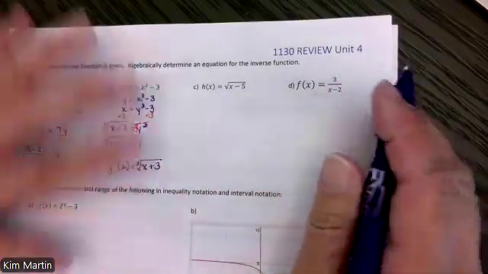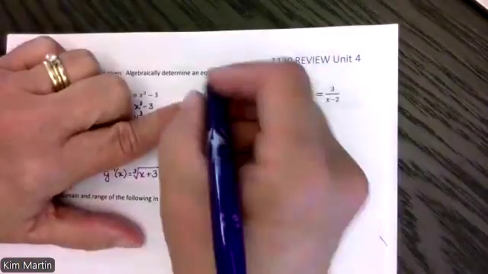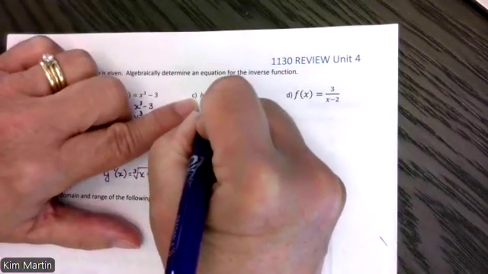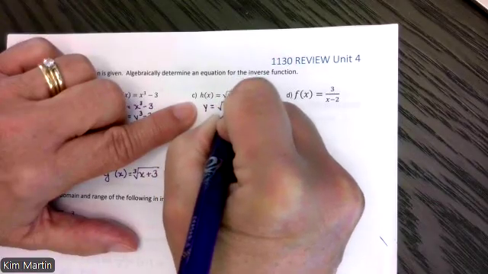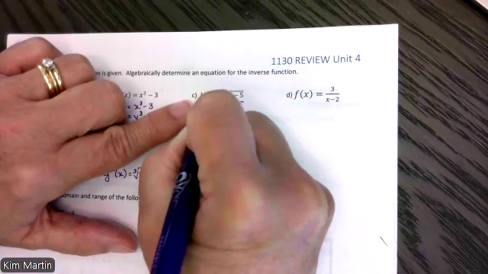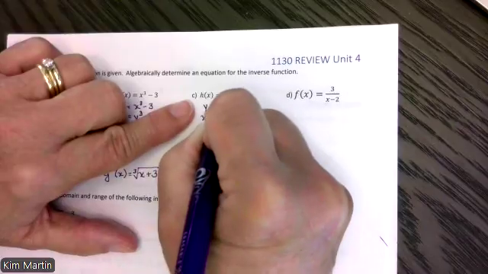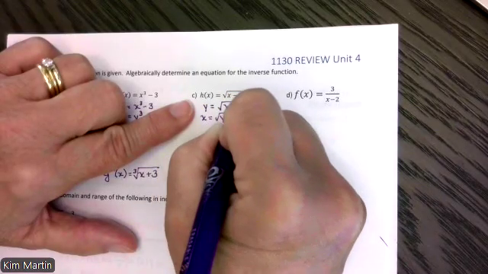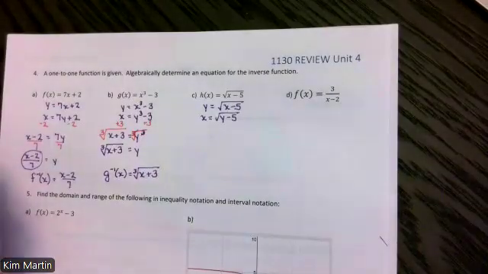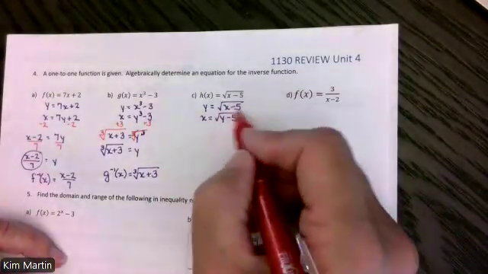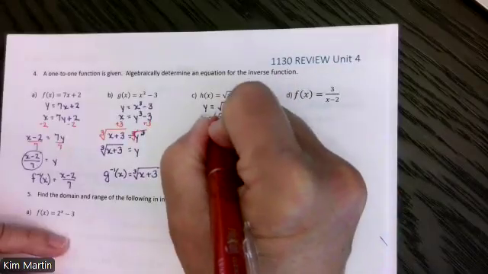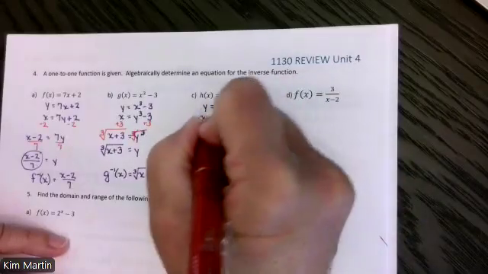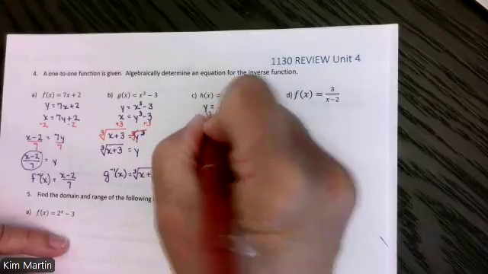All right. Right here, same steps. Replace that with y. Switch your x and your y. Now we got to solve for y. Because this whole thing is underneath that radical, we need to get rid of that radical. We need to get rid of the square root. The opposite of the square root is square. So I'm going to square both sides.